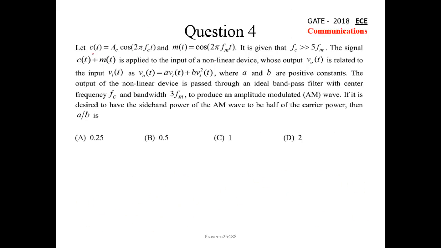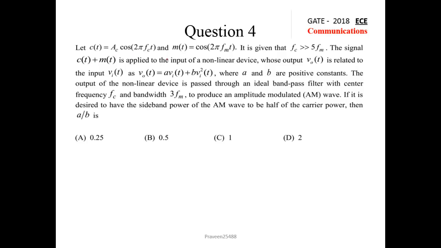Now here is the next question. Let c(t) is equal to A_c cos 2 pi f_c t and m(t) is equal to cos 2 pi f_m t. It is given that f_c is very much greater than 5 f_m. The signal c(t) plus m(t) is applied to the input of a nonlinear device whose output v_o(t) is related to the input v_i(t) as v_o(t) equal to a v_i(t) plus b v_i squared(t), where a and b are positive constants. The output of the nonlinear device is passed through an ideal band-pass filter with center frequency f_c and bandwidth 3 f_m to produce an amplitude modulated wave. If it is desired to have the sideband power of the AM wave to be half of the carrier power, then a upon b is.